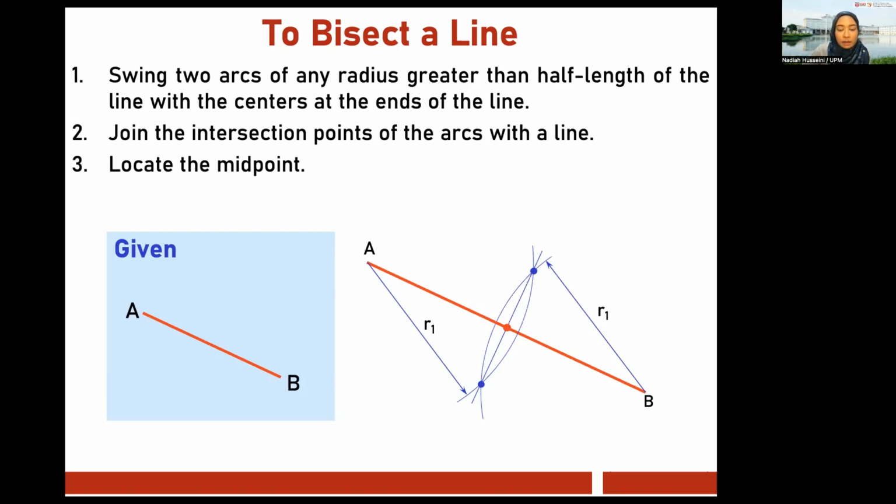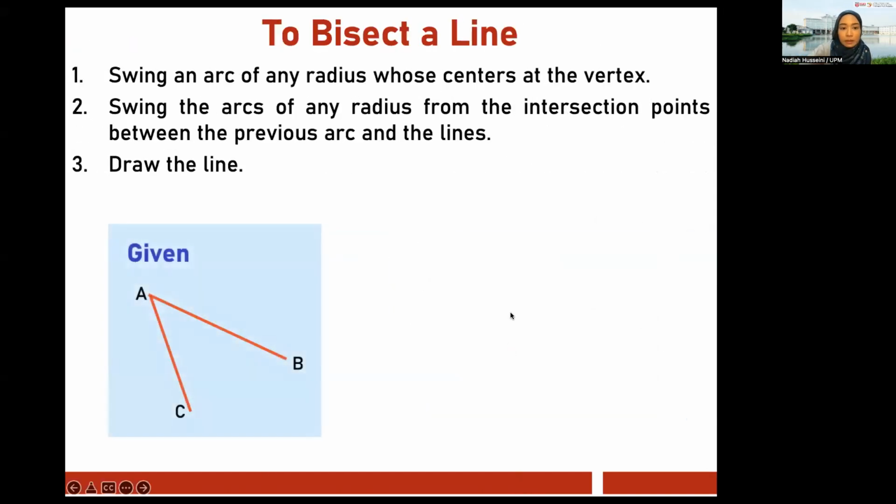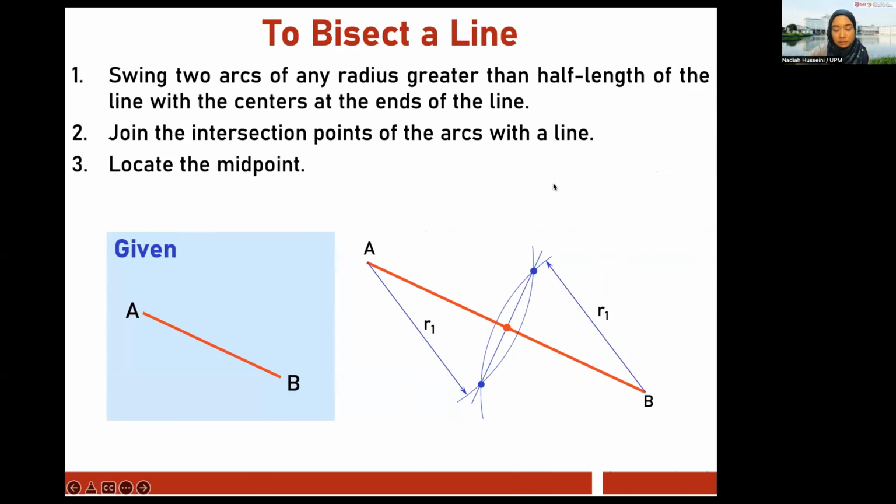So you start from A, you swing your compass and make a radius of R1. The radius doesn't matter, but it must be greater than half the length, meaning you extend your radius to approximately greater than half of the line. Just make sure it's big, since we don't know where the midpoint is. Then you swing it. This is your R1. It's going to be bigger than your midpoint. You can also put it over here or over here, as long as it's bigger than the midpoint.